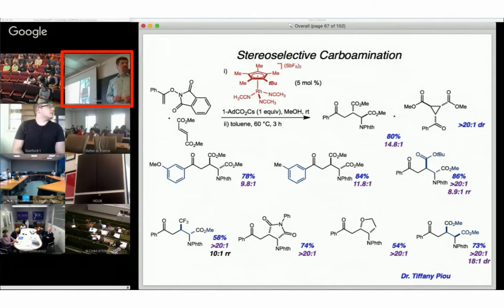And the most exciting thing for us is the last entry, which is maleate instead of fumarate. So fumarate gives us an anti relationship between the two esters, that's at the very top, and maleate gives us a syn relationship between the two esters. Stereochemistry in the alkene is faithfully relayed into the stereochemistry in the product. This is a stereospecific reaction, a stereospecific rhodium catalyzed carboamination. Next slide, please.